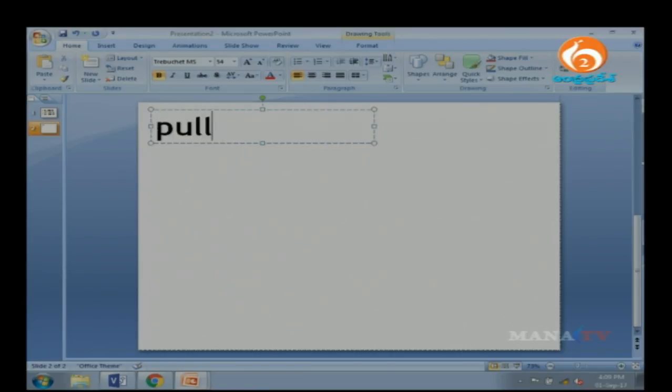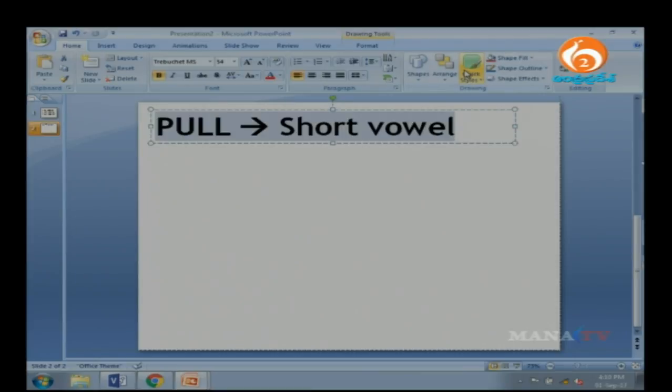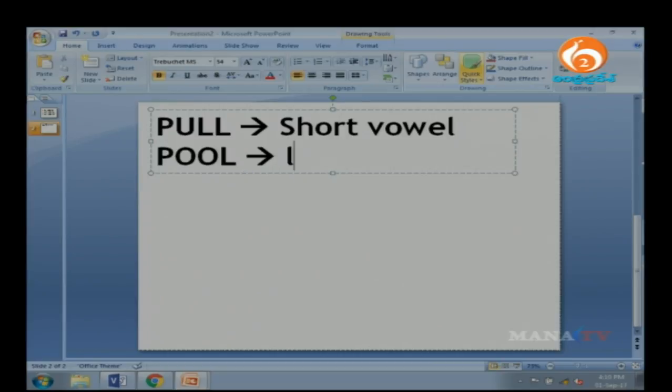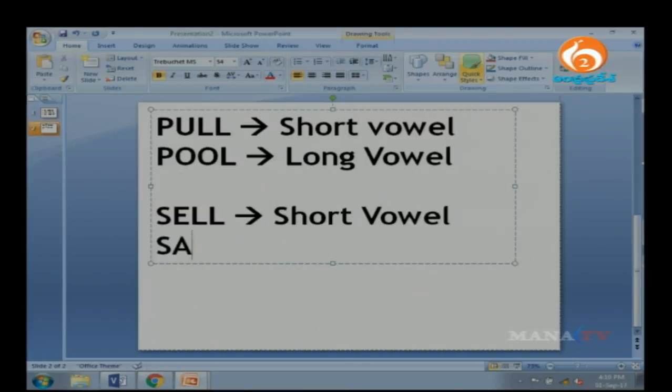So I have a word which is pull. This uses short vowel sounds, right? Now, if I replace the short vowel with long vowel, it will become pool. So there is pull, short vowel, pool, long vowel. Likewise, we have sell, which is short vowel, or we have sail, which is long vowel.